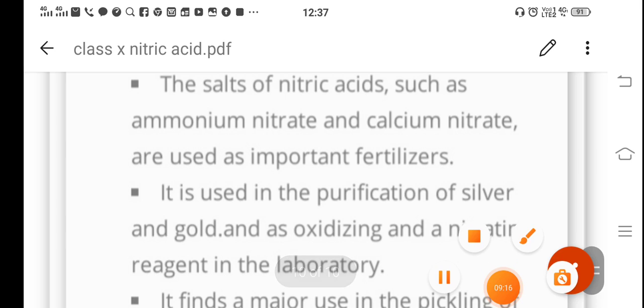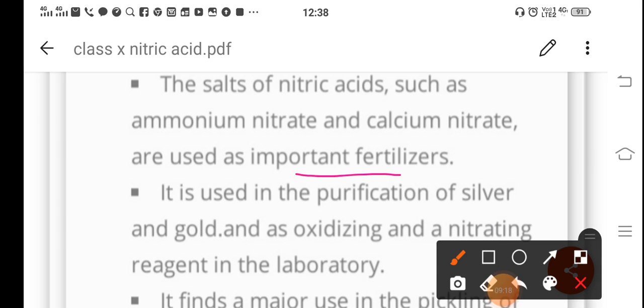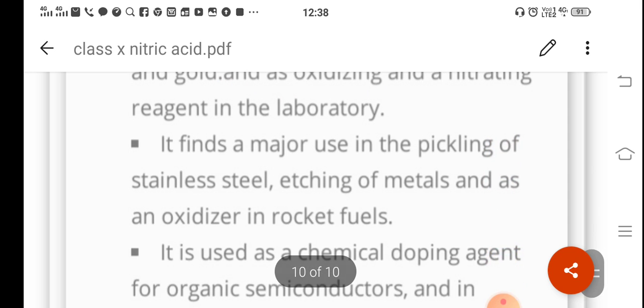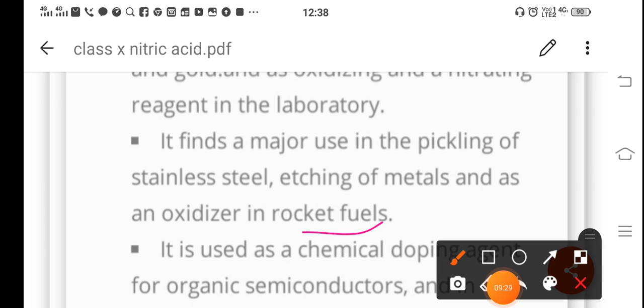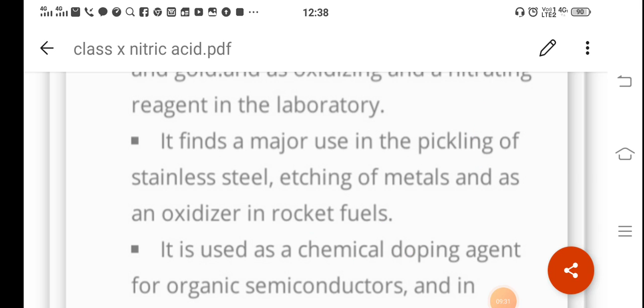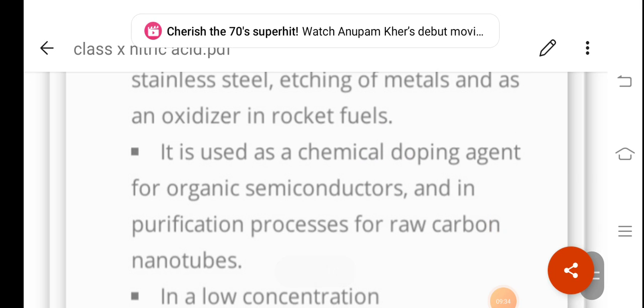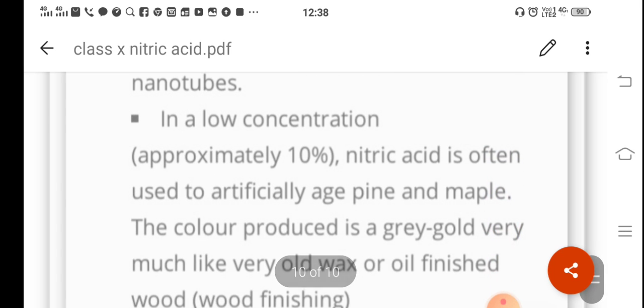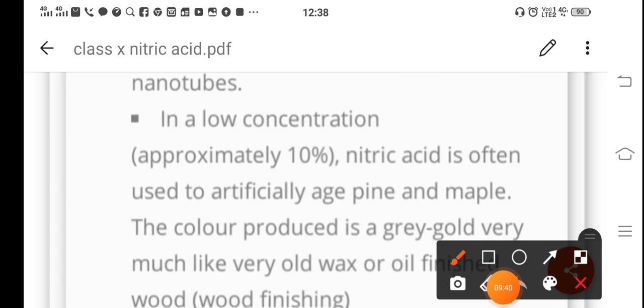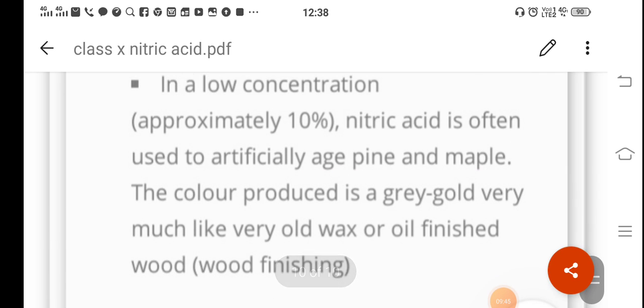Ammonium nitrate and calcium nitrate, used as fertilizers, are also prepared from nitric acid. It is also used in the purification of silver and gold, as an oxidizing agent, and has major use in the pickling of stainless steel and the preparation of rocket fuels. Its chemical doping agent property gives us the semiconductors used for raw carbon nanotubes. At low concentration, nitric acid is often used as an artificial aging agent for pine and maple. So with this, the uses of nitric acid are completed.